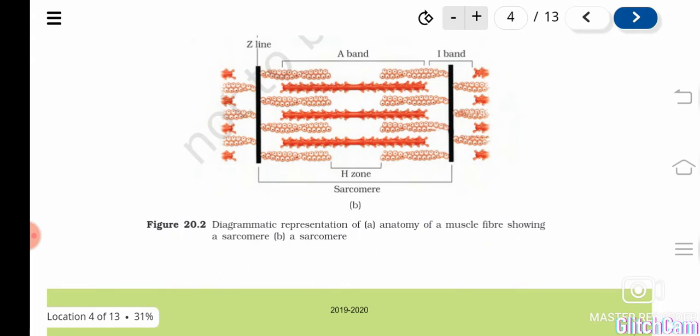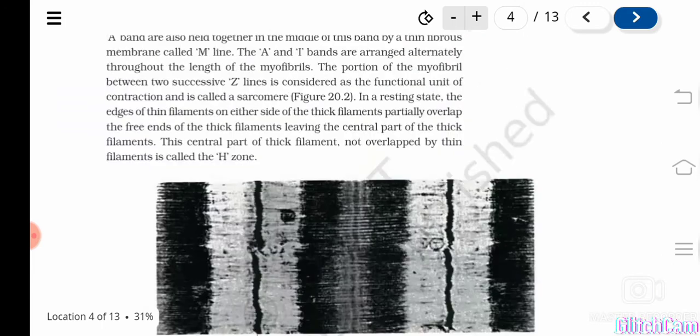That is, sarcomere includes what? The distance between two adjacent Z lines. So Z line is what? The center of the I band. Is it clear? So like this they are arranged.